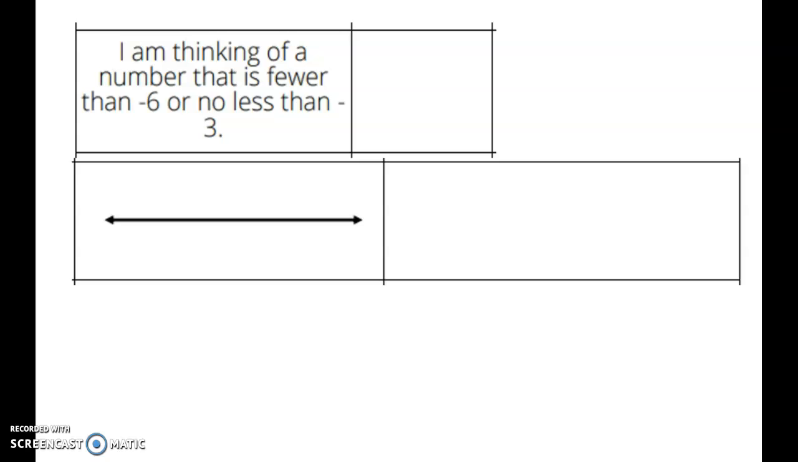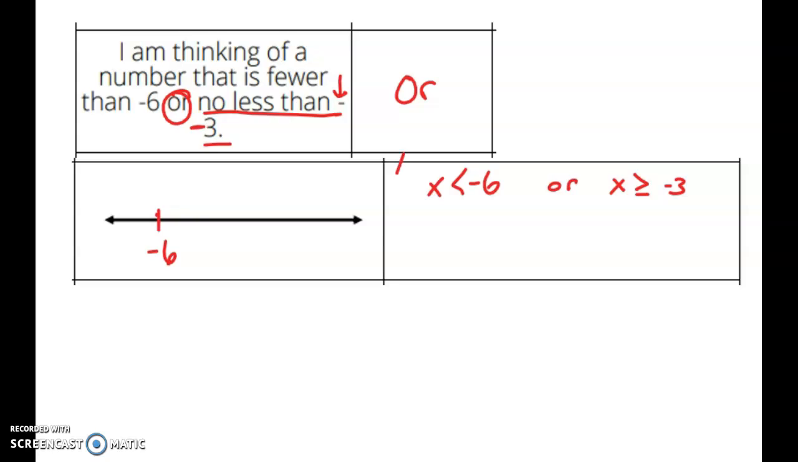Okay, so I want you to decide first of all if it's an and or or equation. All right, it is or, says right here. So now a number that is fewer than -6 or no less than -3. This negative right here is a little hard to see. I'm just going to draw it in there. No less than means -3 or bigger. So that's greater than or equal to. It is an or, so I can't combine them. That's my written form. And now I'm going to go ahead and I'm just going to go -5, -4, -3.